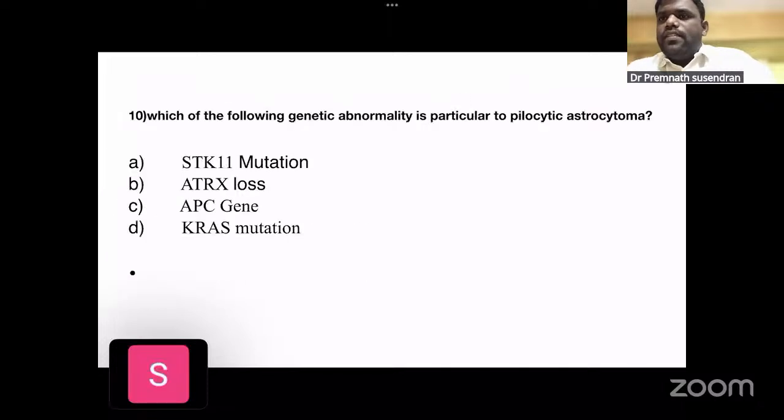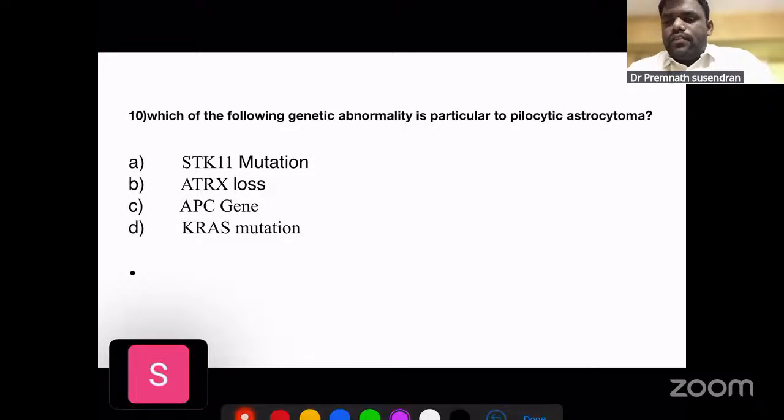Next question, which of the following genetic abnormalities is particular to pilocytic astrocytoma? Okay, the pilocytic astrocytoma. So these are very difficult questions only.